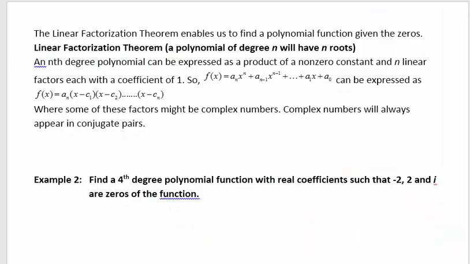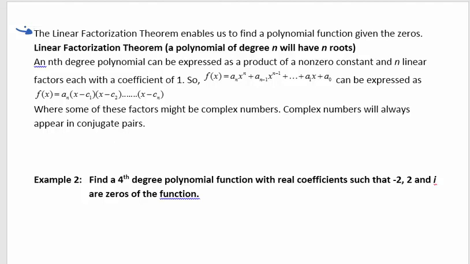Okay, so up until this point, what we've been doing is, given a polynomial function, find the zeros or find the roots. Now we're going to talk about the linear factorization theorem. And the linear factorization theorem kind of goes a different direction, the other direction. The linear factorization theorem enables us to find a polynomial function given the zeros. So now we're going to start with the zeros and turn around and come back and find the polynomial function. And here's how this works.